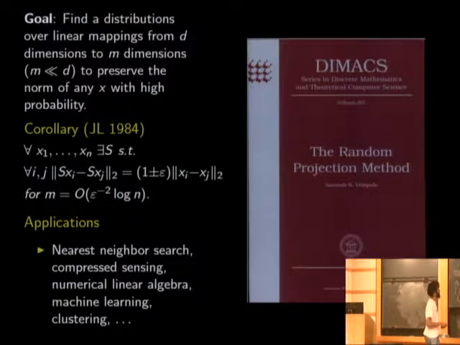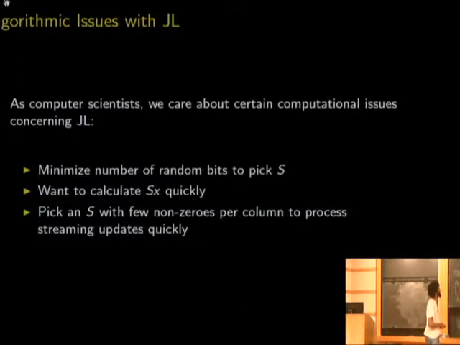Okay? So as computer scientists, there are certain things we care about. We care about some computational issues concerning this theorem, this Johnson-Lindenstrauss projection. A few of them, for example, are to minimize the number of random bits it takes to pick a matrix S. I said a random Gaussian matrix works, but can we come up with constructions that need very few random bits?